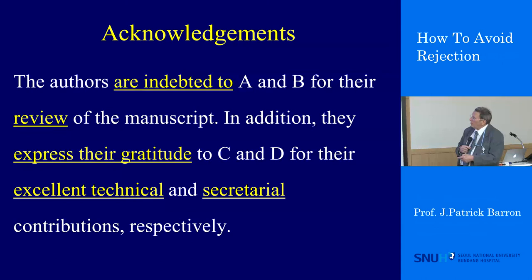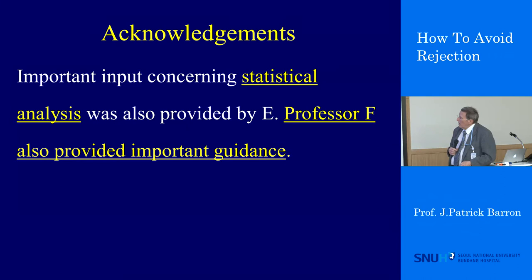And in the acknowledgments, they're indebted to A and B for the review of the manuscript, express their gratitude for their excellent technical and secretarial contributions, respectively. So I suggest that if you have a secretary type up your submission, that you should mention that person's name. And like I said yesterday, if somebody got the money but didn't do the work, their name goes in the acknowledgement. Important input concerning statistical analysis was also provided by E, and Professor F also provided important guidance. That could be for the chairman of your department.